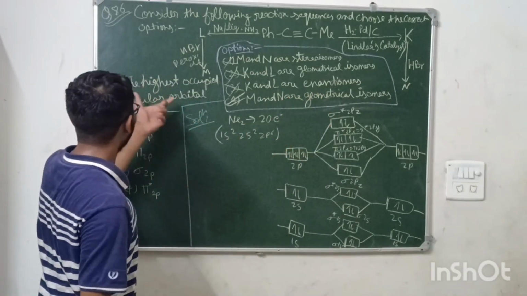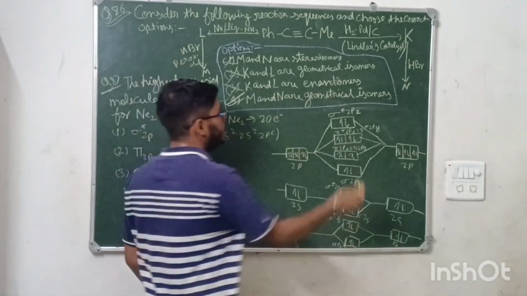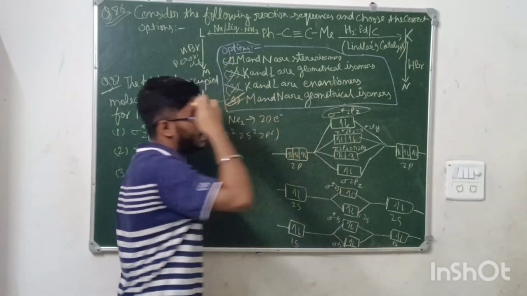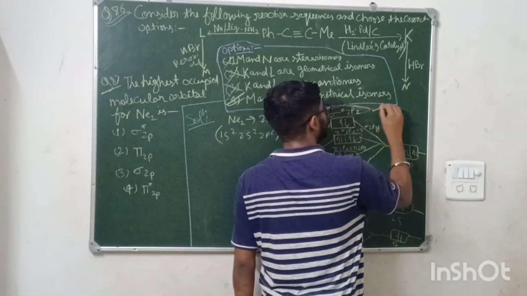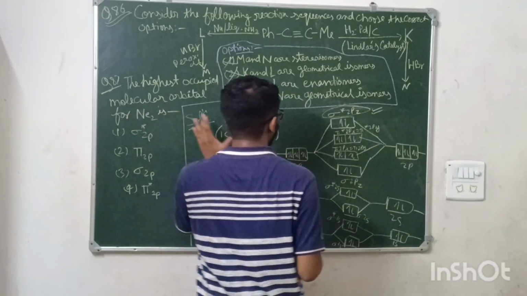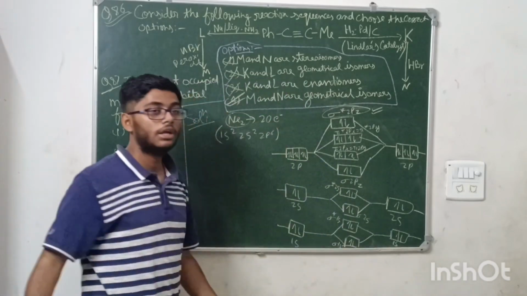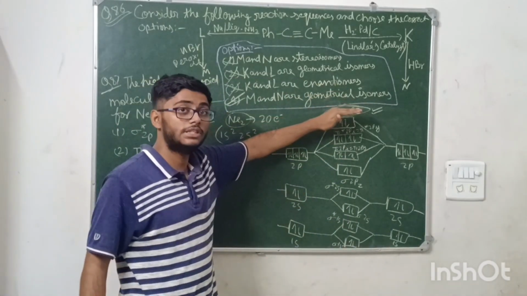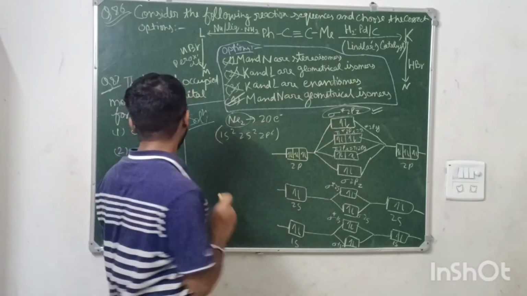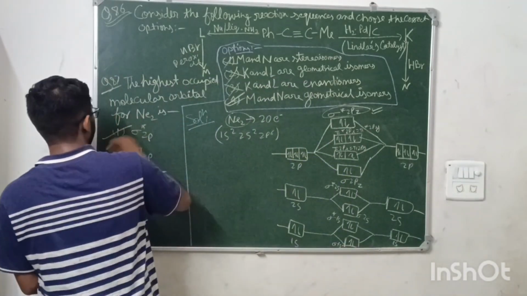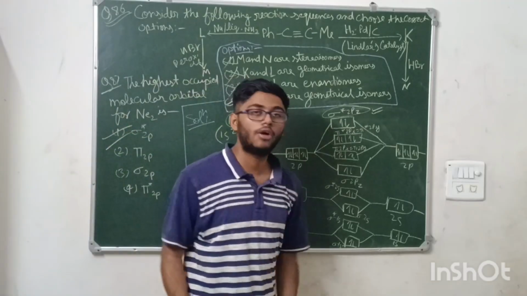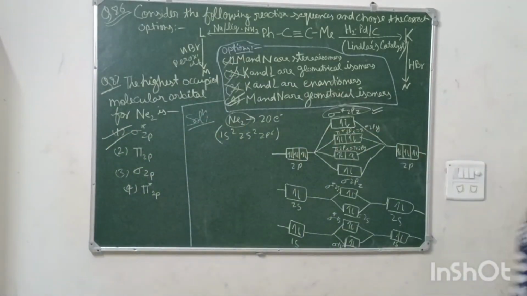Here you need to know the highest occupied molecular orbital. If you see, sigma star 2pz has the highest energy here, meaning sigma star 2pz is the highest occupied molecular orbital for the Ne2 molecule. Because it is at the top, its energy is very high, so it occupies the highest energy. So sigma star 2p means option number 1 is correct for this question. Now moving on to the next question.